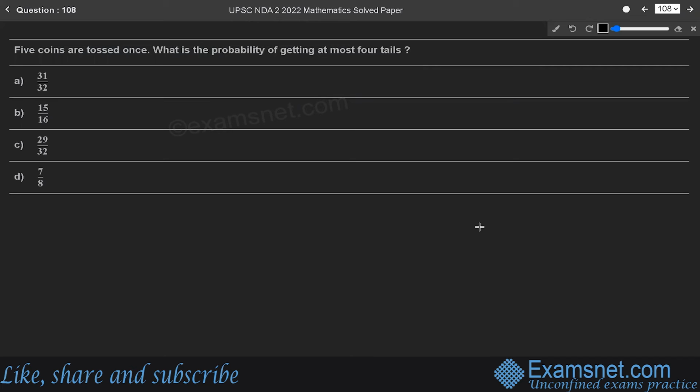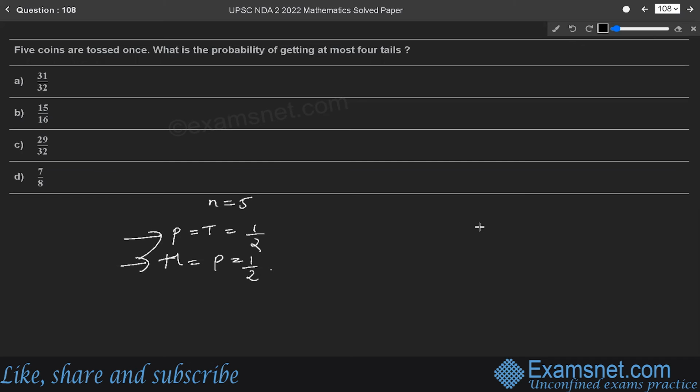Next question is, 5 coins are tossed once. Total number of coins is 5, so n is equal to 5. What is the probability of getting at most 4 tails? See, probability of getting one tail is equal to 1 by 2. Probability of getting head is also 1 by 2. This is for head and this is for tail.